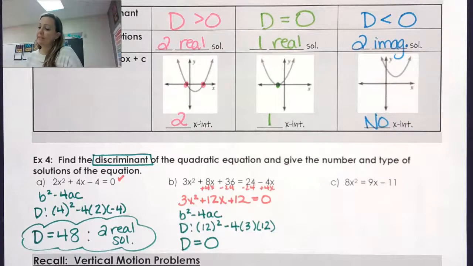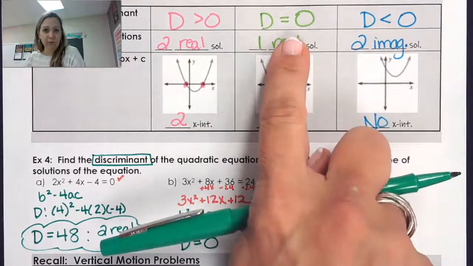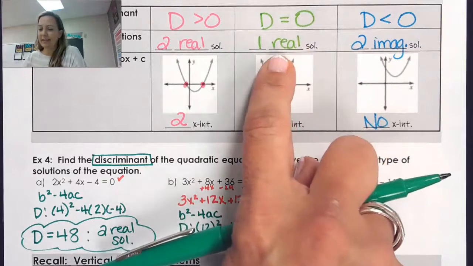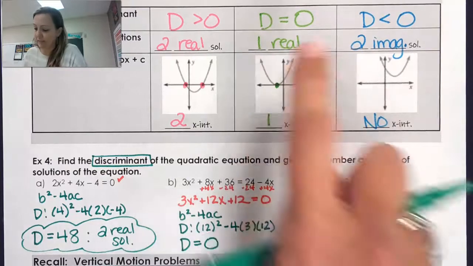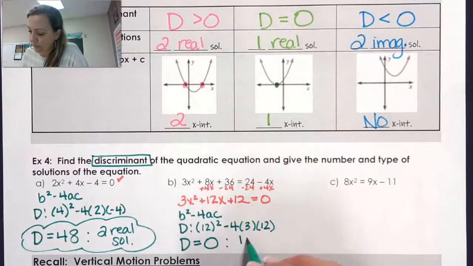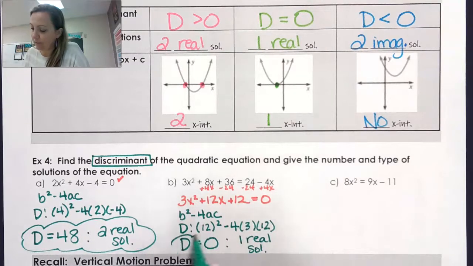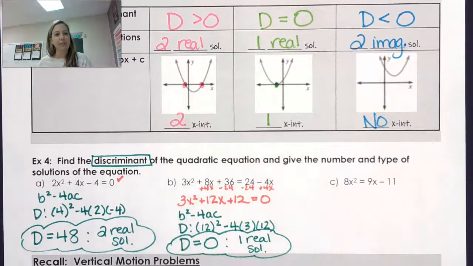If my discriminant is 0, that doesn't mean there's no solution. It just means that instead of two solutions, there's just one solution instead. So there's one real solution. Let's make sure people know that it's a real solution, and that way they'll know that they can find some x-intercepts as well.